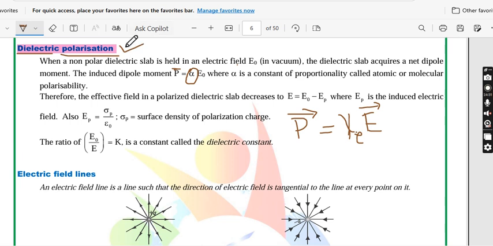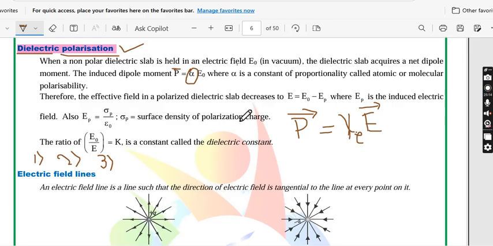Dielectric polarization is when a non-polar dielectric slab is held in an electric field. Let us discuss the four important phenomena here. One is dielectric, second is polarization, and the third is polar molecules. What are polar molecules and non-polar molecules? A polar molecule is one in which the centers of positive and negative charges are separated, even when there is no external field. A polar molecule has a permanent dipole moment.